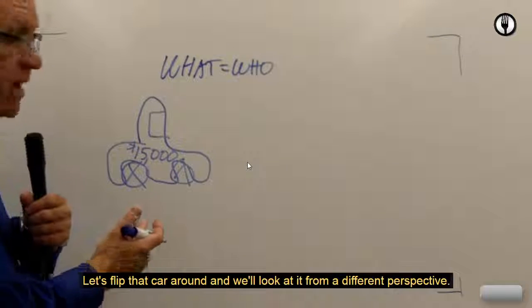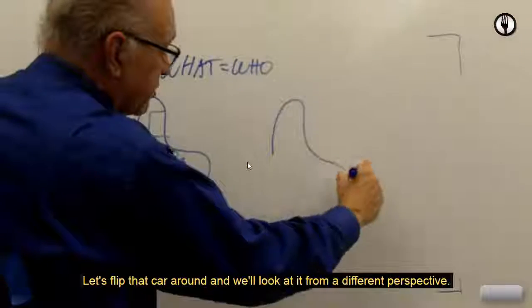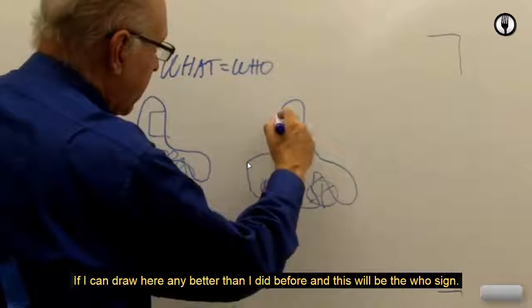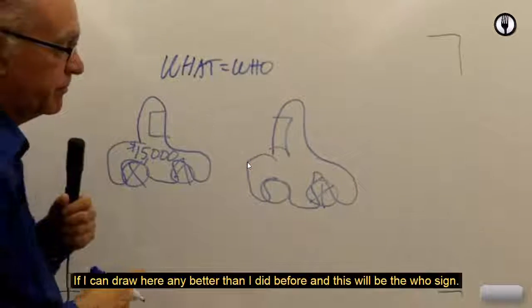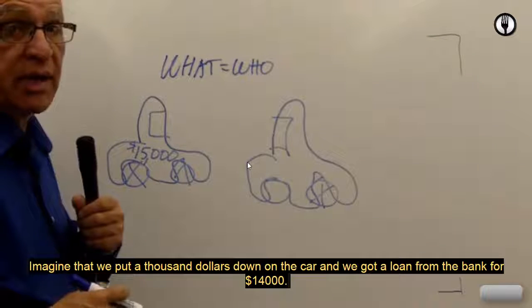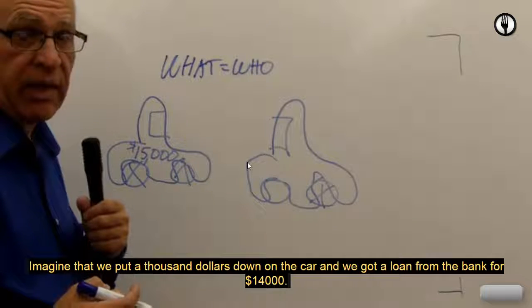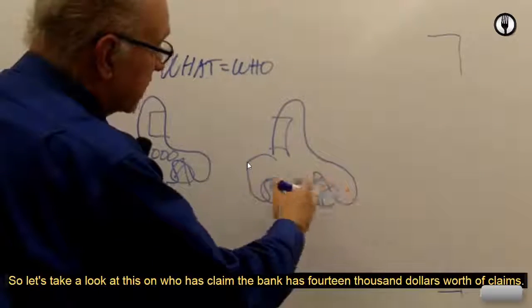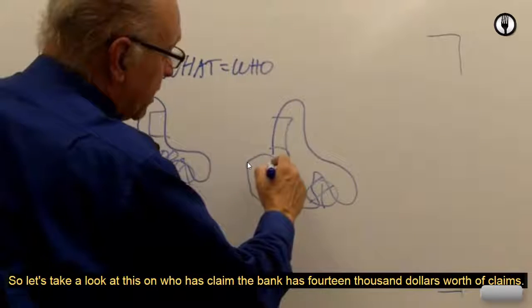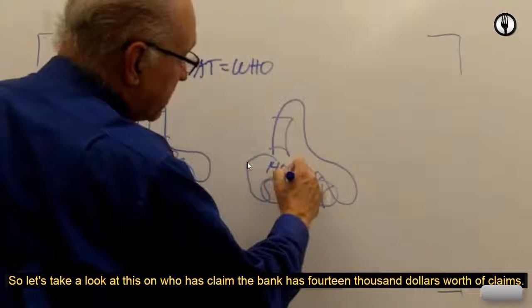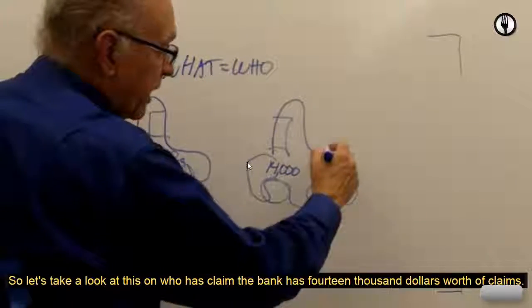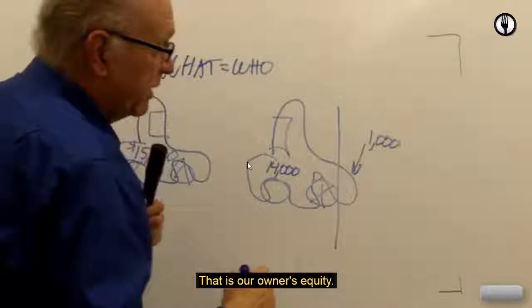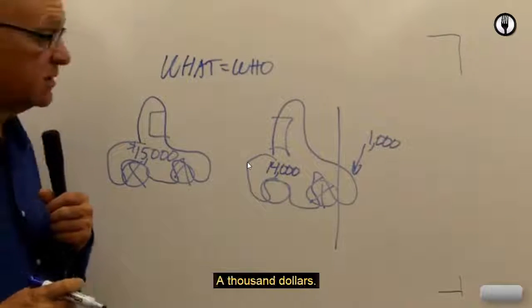Let's flip that car around, and we'll look at it from a different perspective. If I can draw here any better than I did before. And this will be the who side. Imagine that we put $1,000 down on the car, and we got a loan from the bank for $14,000. So let's take a look at this on who has claim. The bank has $14,000 worth of claims, and here's the back bumper. That is our owner's equity, $1,000.